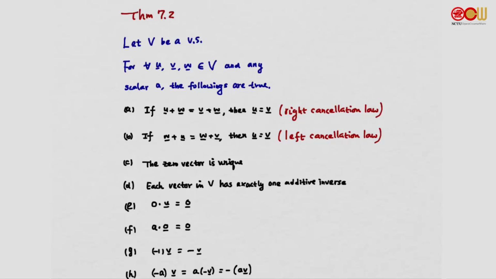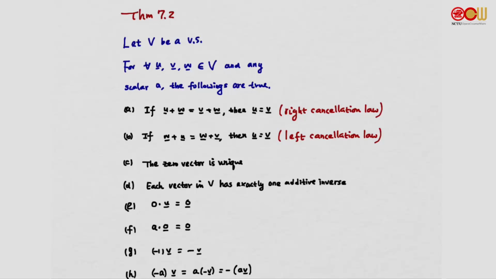Theorem 7.2 gives some very useful properties of a vector space, which may not be obvious from the definition. V is a vector space, as we have defined earlier. For vectors u, v, w in the vector space and any scalar a, the following are true. If u plus w is the same as v plus w, then u is the same as v.